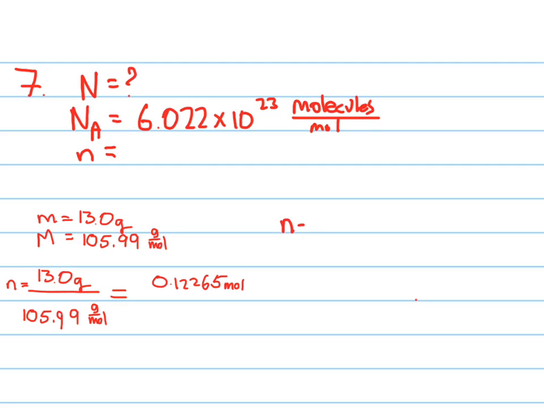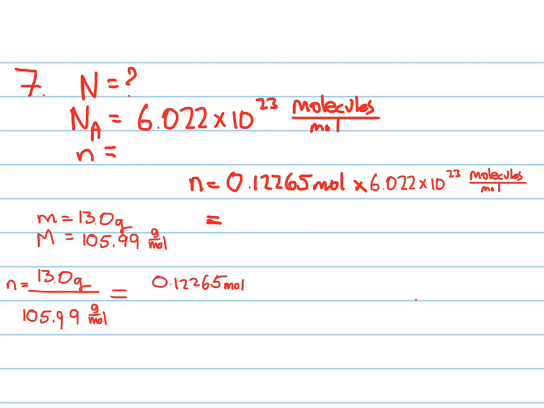So my number of moles is going to equal 0.12265 plus a few more decimal places. I'm going to multiply that by Avogadro's number, and I'm going to get 7.39 times 10 to the 22 molecules.